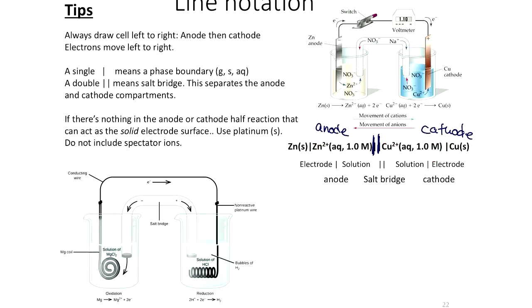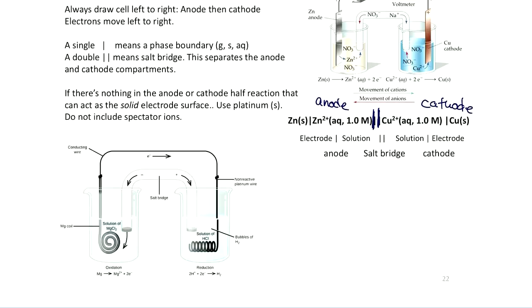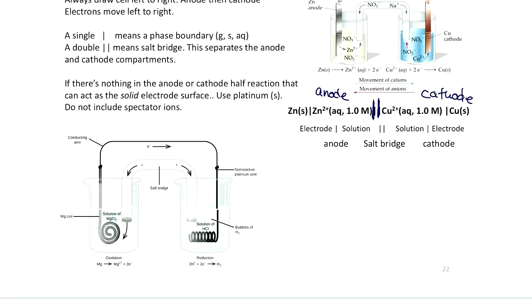So when we draw it this way, we kind of lose that sense of what's happening, but it's easier and better represents what our voltaic cell actually looks like. So let's practice that with writing the line notation for this reaction. All right, so this is the setup.